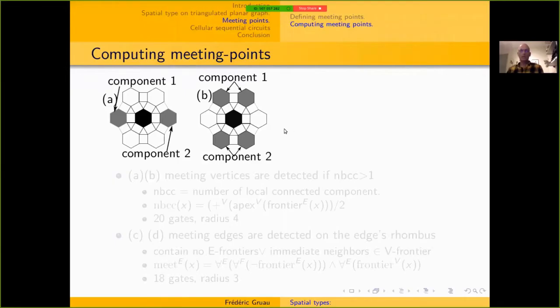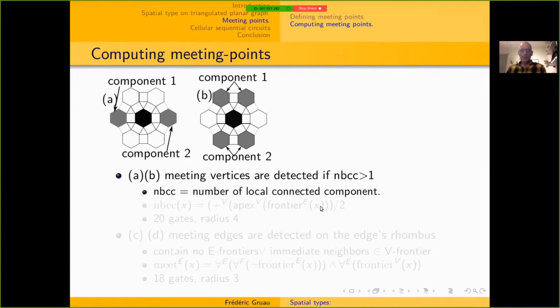Let us see now how to compute the meeting points. First, let's look at the vertex meeting points. We need to compute the number of local connected components of blobs in the ring of the 6 neighbors. Here it's 2, and here it's also 2. If this number is greater than 1, then it means it's a meeting vertex. Either a dividing vertex, if it was full and we empty it, it will cut the blobs in two, or a merging vertex, if it was not on and we put it on, it will merge the two locally.